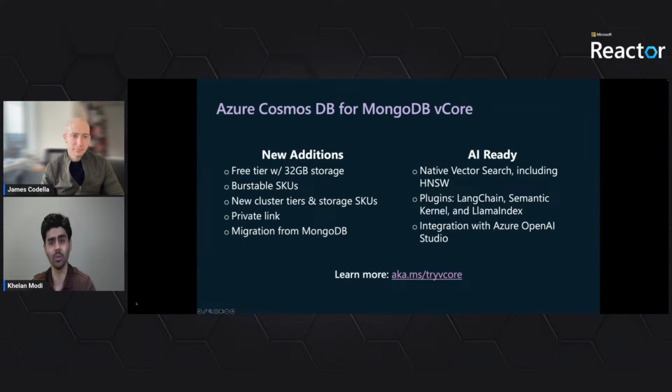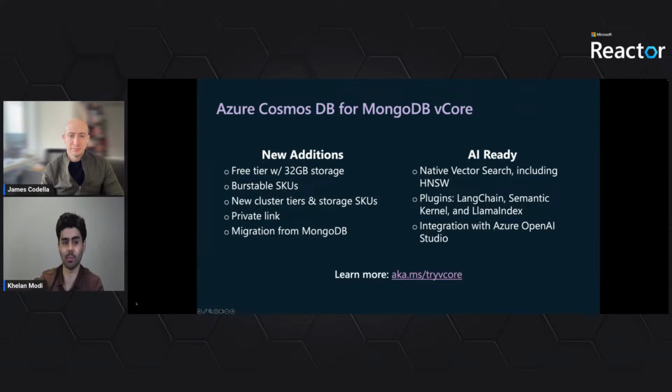Not just that, vCore is AI ready. It includes native vector search along with IVF and HNSW indexes that James just talked about. It is built into the engine, so it's not built on a separate node, so you don't have to pay extra or move your data around. Therefore, your data, your embeddings, and your vectors, along with your vector indexes, are built right into the database.